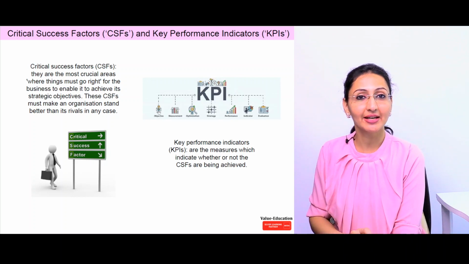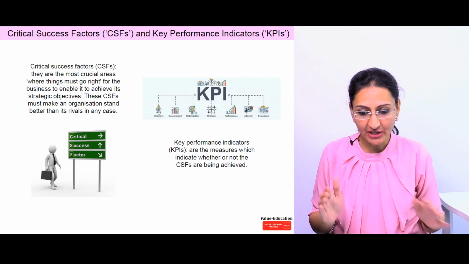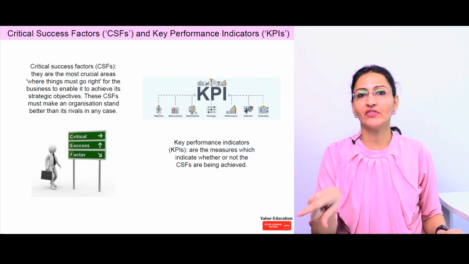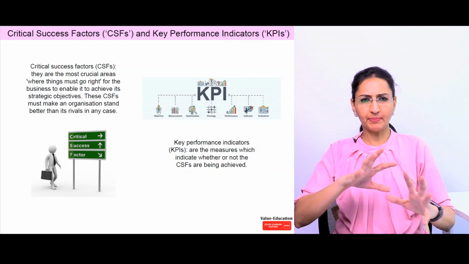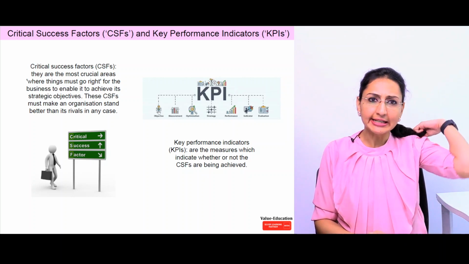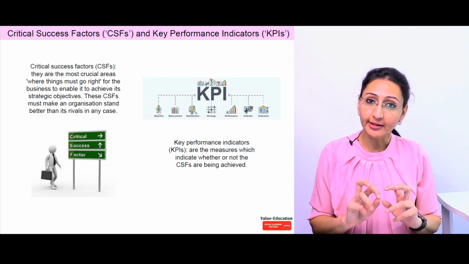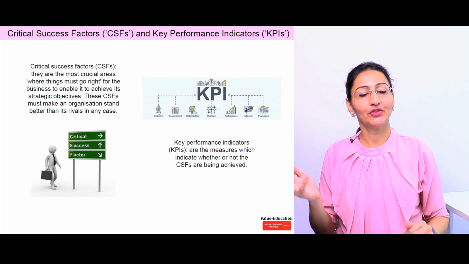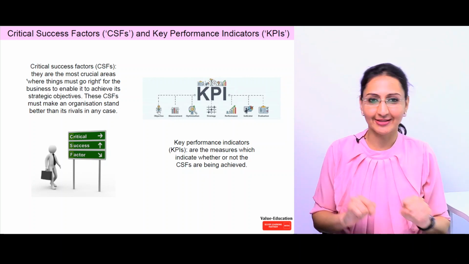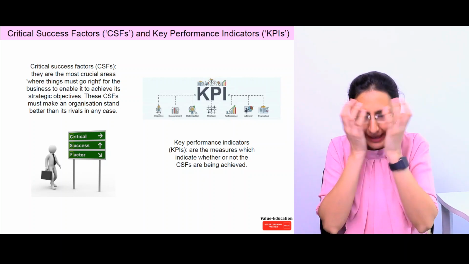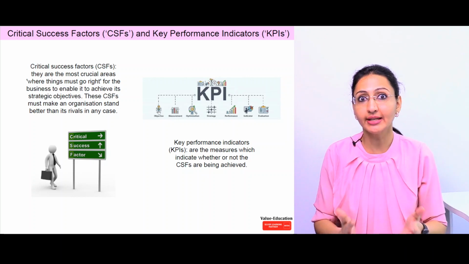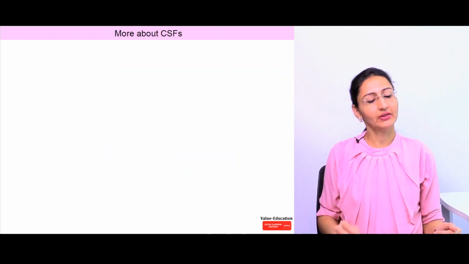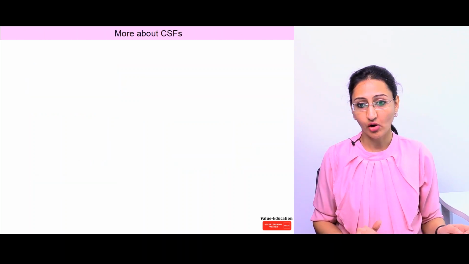Now let's understand KPIs, key performance indicators: the measures or the criteria which indicate whether a critical success factor is being achieved or not. Or in simple words, these are the criteria which indicate if you are performing good or bad. You are performing good if you are actually achieving the critical success factors. You are performing bad if the critical success factors are not reached, not achieved. Simple, right?